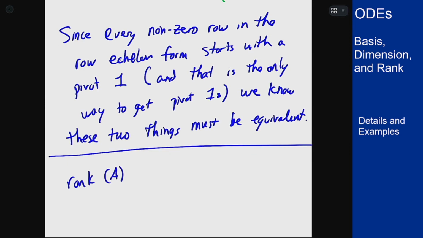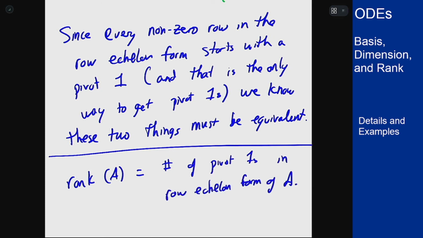So the rank of A is the number of pivot elements in the row echelon form of A. We'll see this rank come up a little bit later. We're talking about things like determinants and how it relates to those. But this gives you the idea of what that rank is and how to compute it for a given matrix.